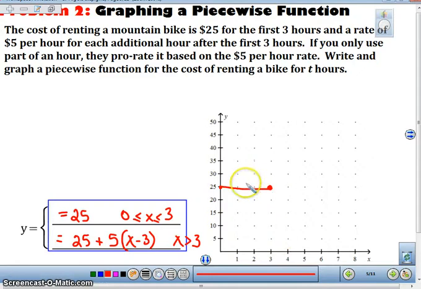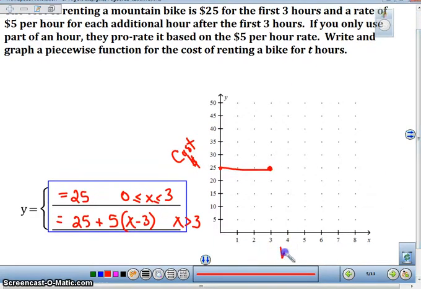So notice if I look at my numbers on the side, my scale here, this is our cost in dollars, okay? And if we were putting a label down here, we would probably need to put our hours. And if we wanted to put a title on our graph, it might be Renting a Mountain Bike Rates. So that we're kind of thinking about what this is.